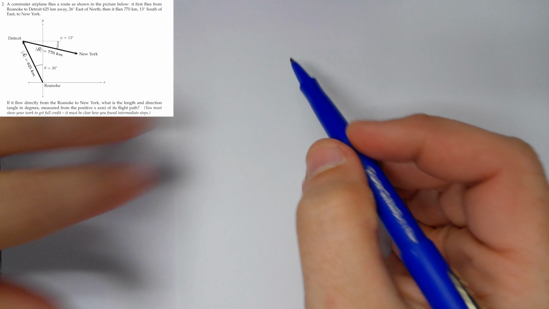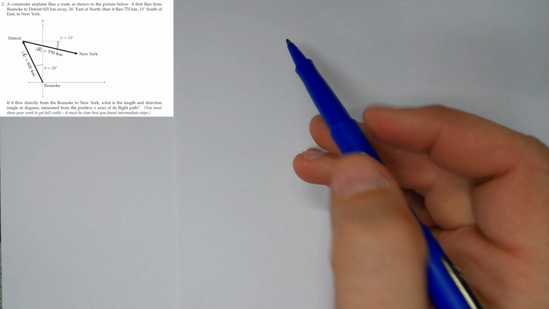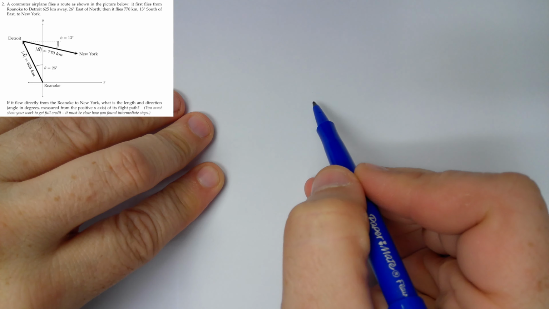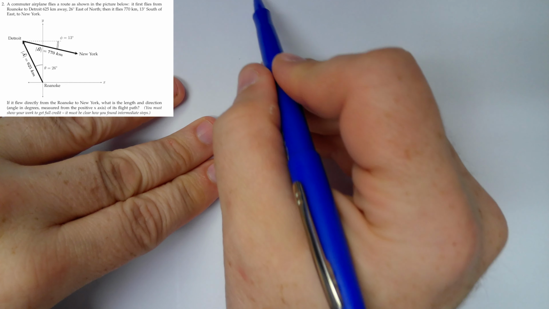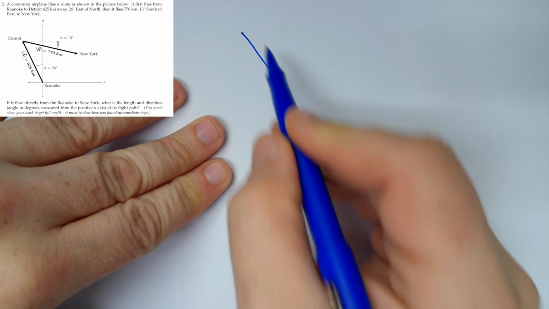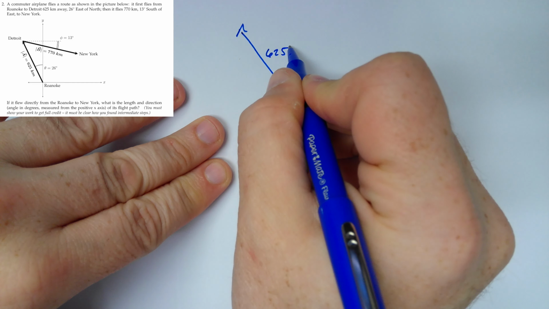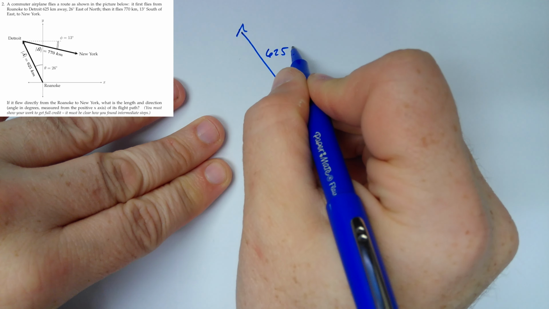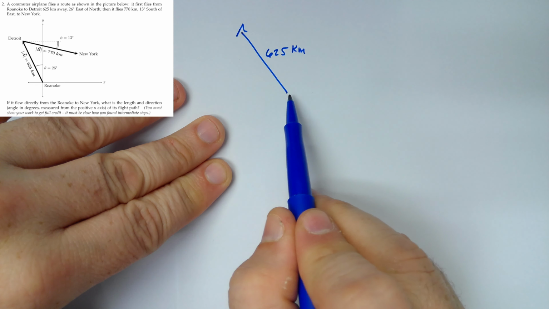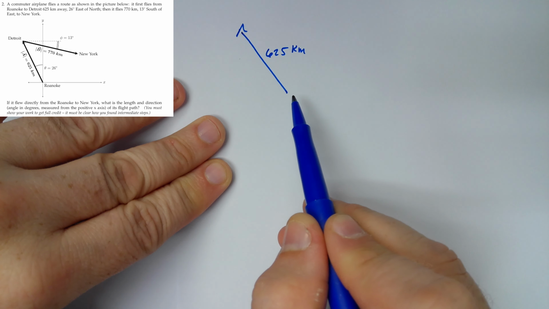If you look at the drawing, the angle is around the y-axis. So if we added 90 degrees to it, it would give it to us relative to the x-axis. So we're going to draw our vector. It's 625 kilometers north, or northeast. Sorry, yeah, northwest. I've got that drawing backwards. That should be west.